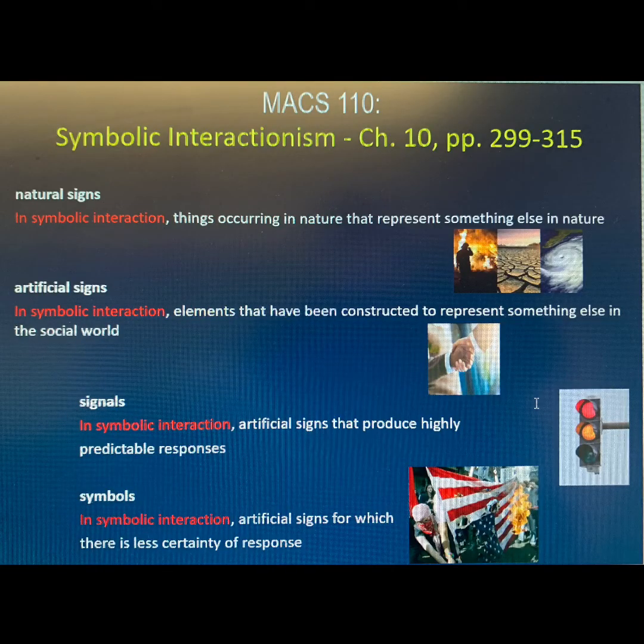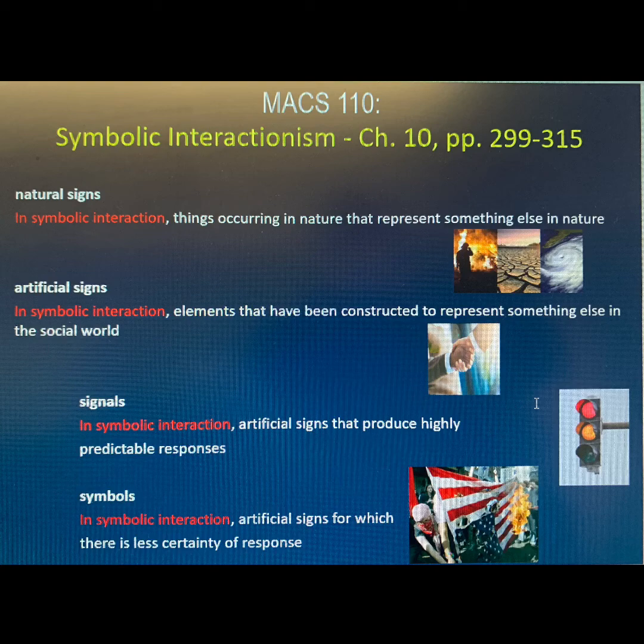And the last term that's important under symbolic interaction is the term symbols, which, as used in this body of theory, is also a subcategory of artificial signs, for which there is certainly less certainty of a response. So unlike a red light, where generally everyone will stop because it's pragmatic and safe, there might be very, very different responses to the American flag, whether you see it as a symbol of patriotism, a symbol of imperialism, or a symbol of capitalism, for example.